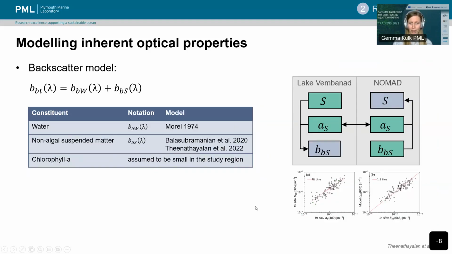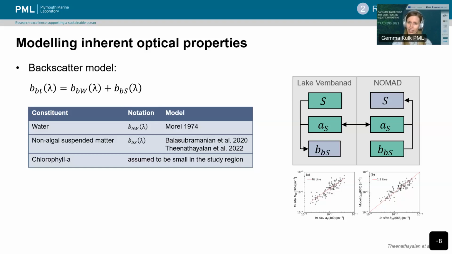So I continue with the particle backscatter model, in which the total backscatter coefficient is the sum of the backscattering coefficient of water and that of non-algal suspended matter. And in the case of Lake Vembanad, we assumed that the backscatter coefficient of chlorophyll A is small compared to that of non-algal suspended matter, and it's therefore not included in our particle backscatter model. Again, we used models from literature as listed in the table, and more details can be found in the references listed. When it came to the modeling of particulate backscatter, we faced a conundrum.